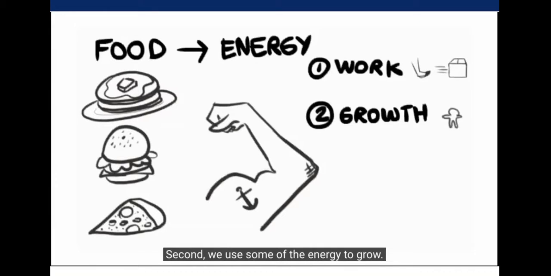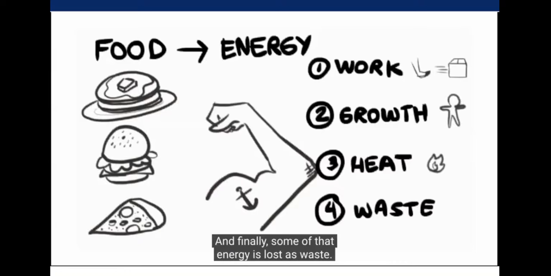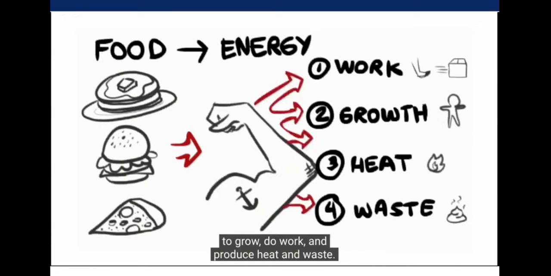Second, we use some of the energy to grow. Third, feel your skin. Is it a little warm? We also produce heat when we break down food, so some of the energy in the food is lost as heat. And finally, some of that energy is lost as waste. So remember, we use the energy in food to grow, do work, and produce heat and waste.